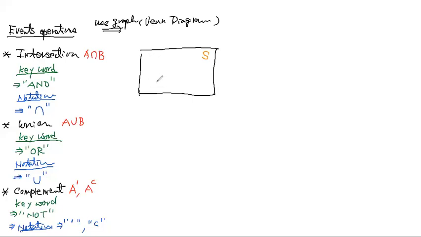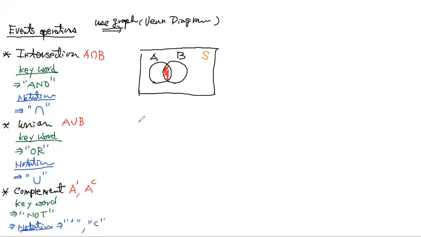Now for the intersection, A intersect B, we represent the events with circles, right? So if this is your event A, this is your event B. When we talk about the intersection, we say "and." That means the common part, right? So this area is what we call A intersect B, okay?